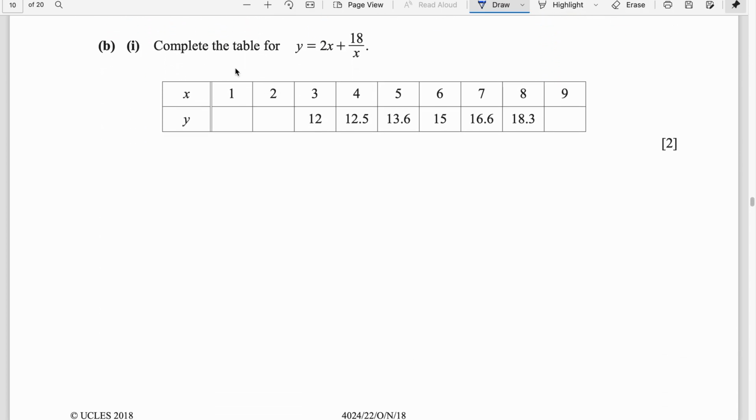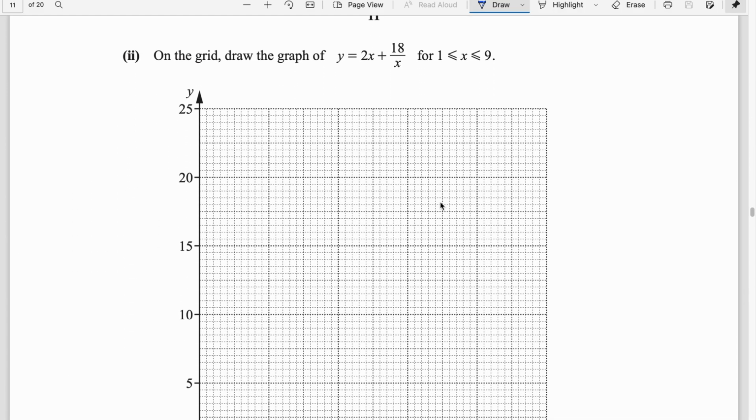B part, complete the table for the given equation. So we plug in 1 and you get 20. Plug in 2, you get 13. Plug in 9, you get 20 again. On the grid, draw the graph of 2x plus 18 by x for 1 is less than or equal to x and less than or equal to 9.